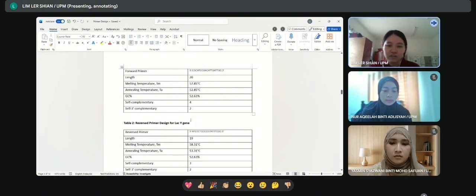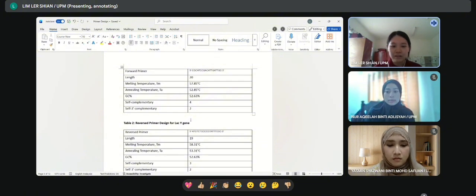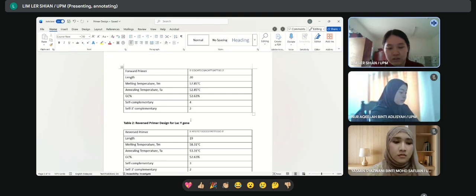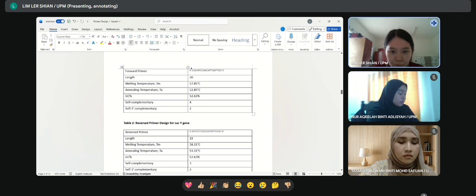The TM value is 57.85, which is still in the region of 55 to 58. This TM does not exceed 60 degrees Celsius, to prevent non-specific annealing of the primer. And then the GC content of my forward primer is 52.63%, which is still in the range of 45 to 60. And this GC content is important to ensure the stability of the primer to the template. So from the forward primer, we can see the 5' end has a higher GC content than the 3' end.